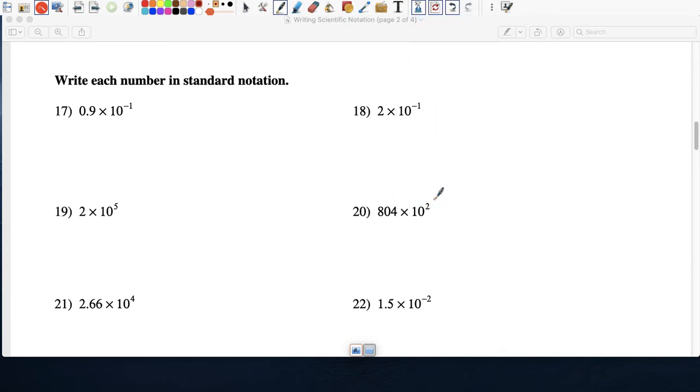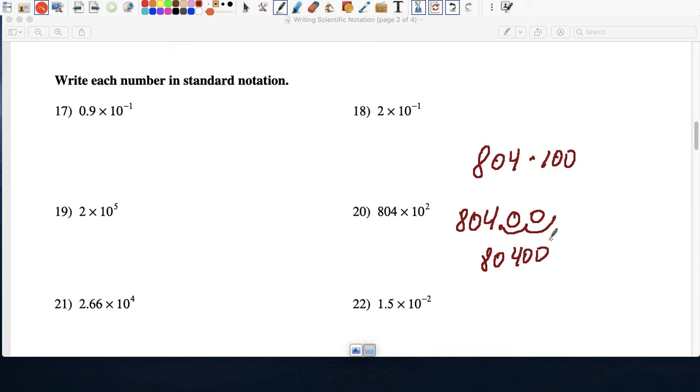804 times 10 to the second power. Write the number in standard notation. So, first of all, that's not in scientific notation, but it's okay. So 804, think about what 804 times 10 to the second power, which is 100. Right? So literally the only thing we have to do is move the decimal 2 over to the right, 1, 2, and we get 80,400. Okay.